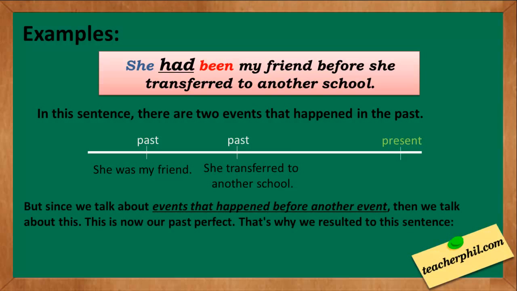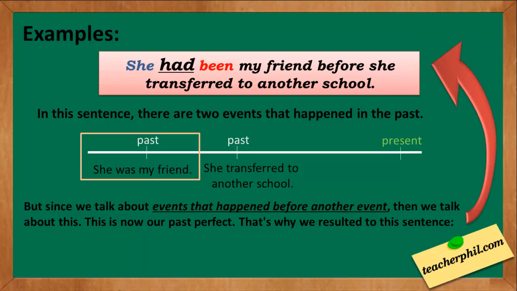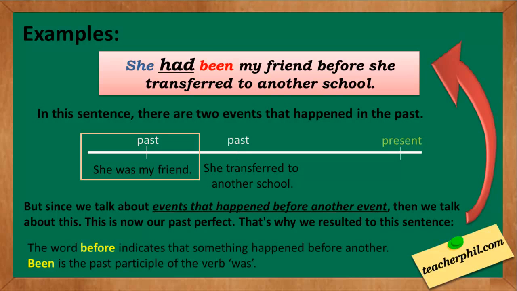But since we talk about events that happened before another event, then we talk about this. This is now our past perfect. That's why we resulted to the sentence, she had been my friend before she transferred to another school. The word before indicates that something happened before another. Been is the past participle of the verb was.